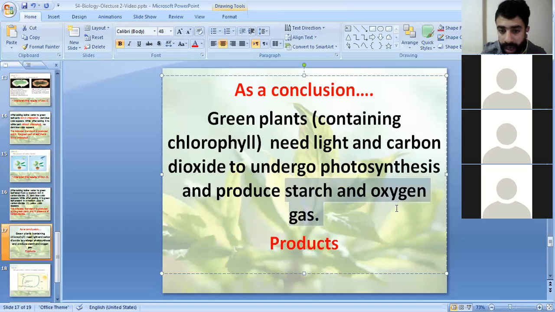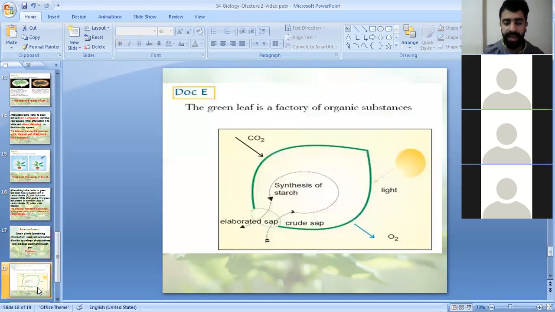Oxygen and starch, they are the products. Let's move now to the equation. This document is showing that the green leaf is a factory of organic substances. It's responsible for synthesis of starch. The leaf absorbs CO2 and sunlight, and releases O2 and starch. Sap is a conducting process that moves in an upward direction from the roots up to the leaves.